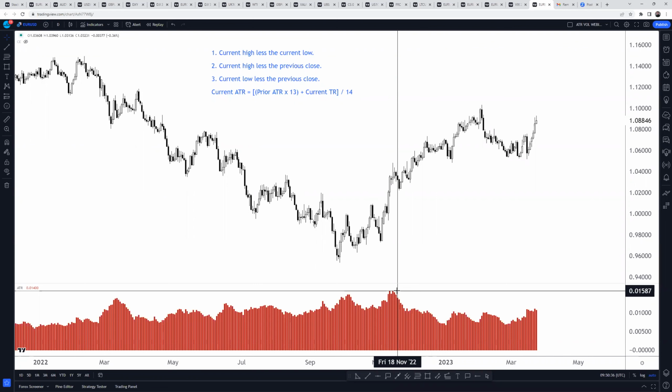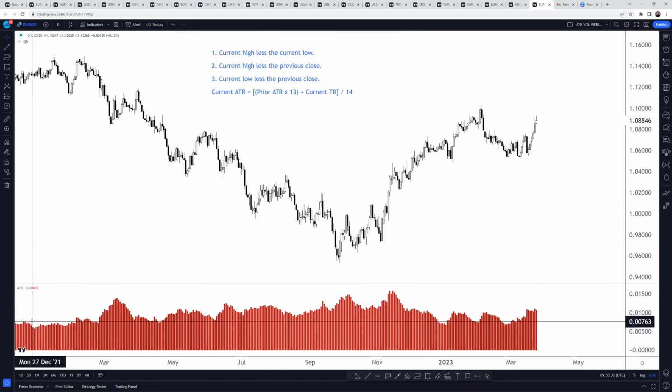Vice versa, when the ATR indicates lower volatility, so if we go down to here, as you can see to the right of the screen, it's around 76 pips rounded, traders may adopt a tighter stop loss. So as you can see, although this is a volatility indicator, it is different in the way I use it. And I'm sure many traders use it the same as well.